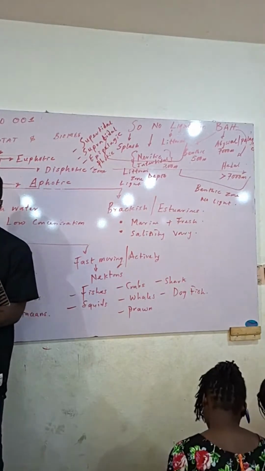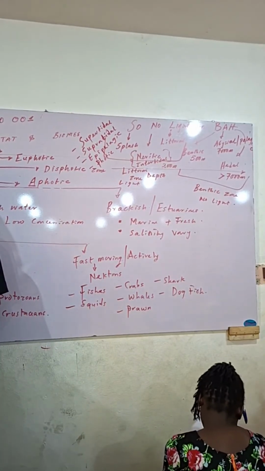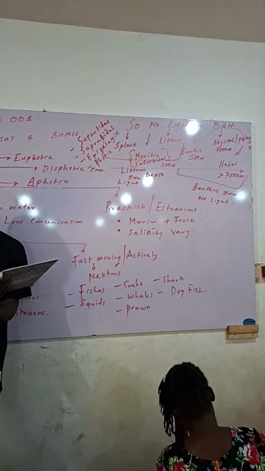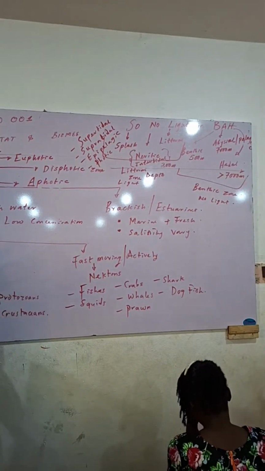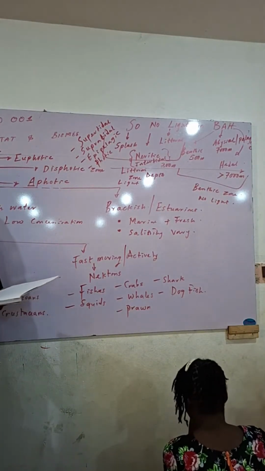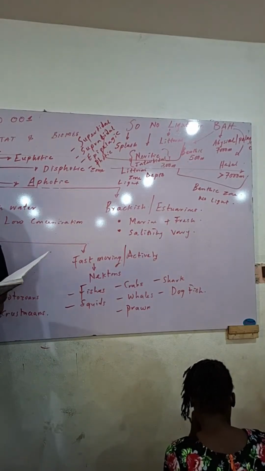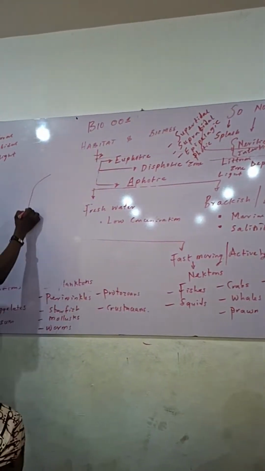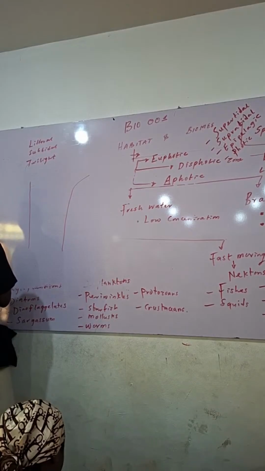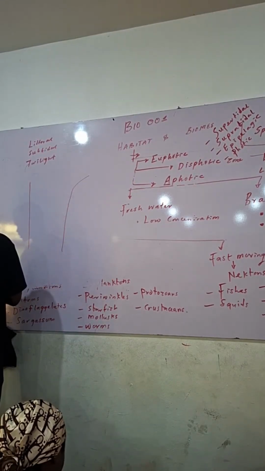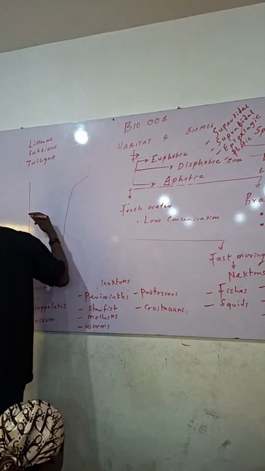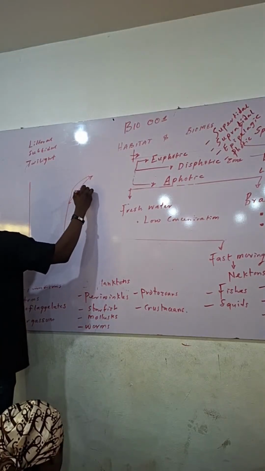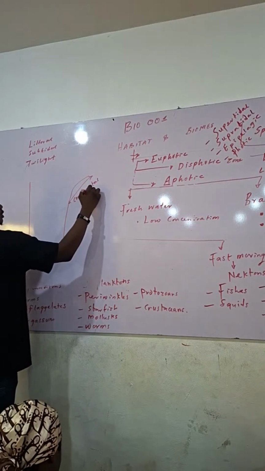So I told you something: there's what we call oceanic water and neritic water. Write this. The region with shallow water, that is neritic water, is called the continental shelf.